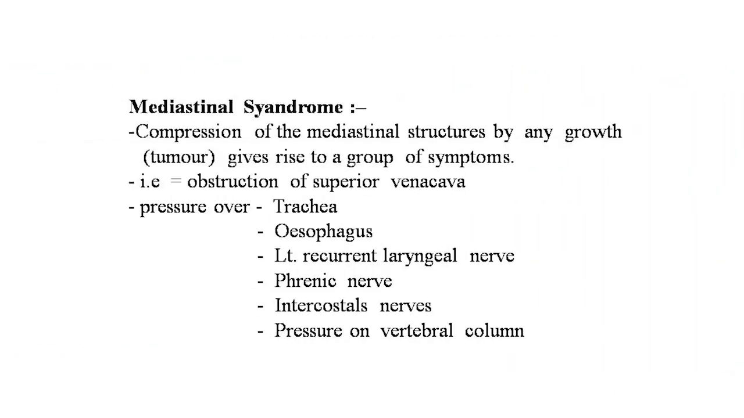Now the mediastinal syndrome. Compression of the mediastinal structures by any growth or tumor gives rise to a group of symptoms, that is the obstruction of superior vena cava, pressure over trachea, esophagus, left recurrent laryngeal nerve, phrenic nerve and intercostal nerves, and pressure on the vertebral column.